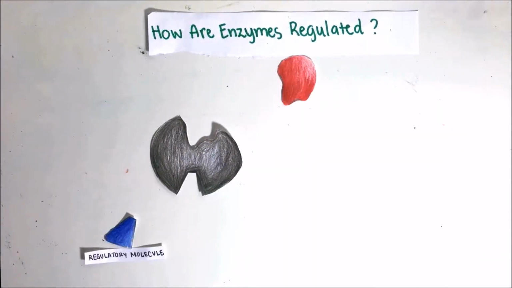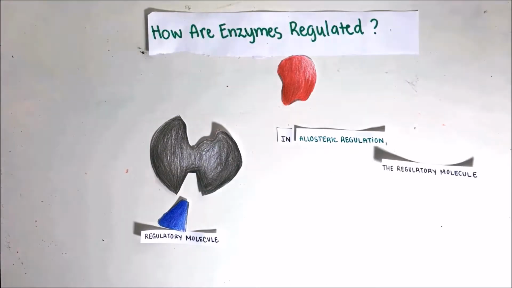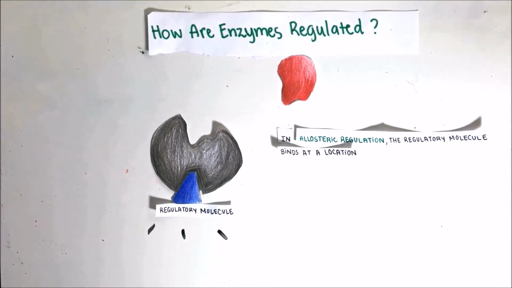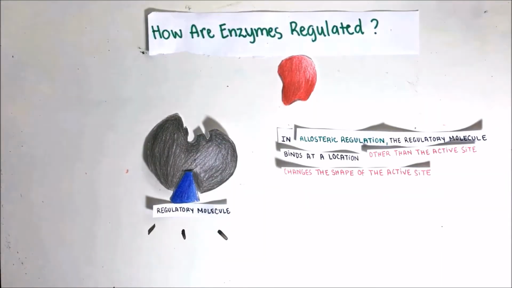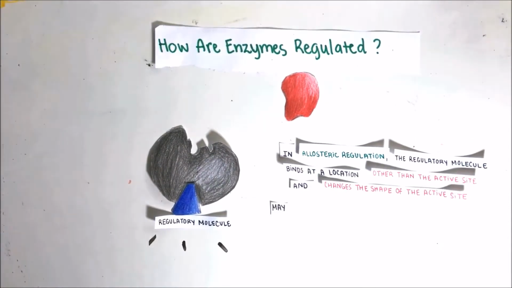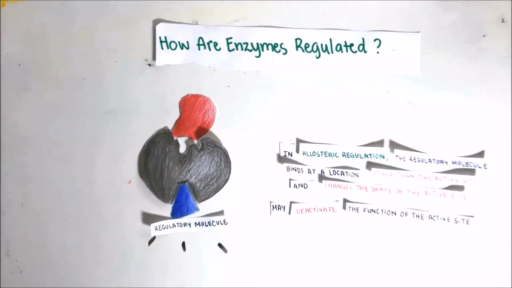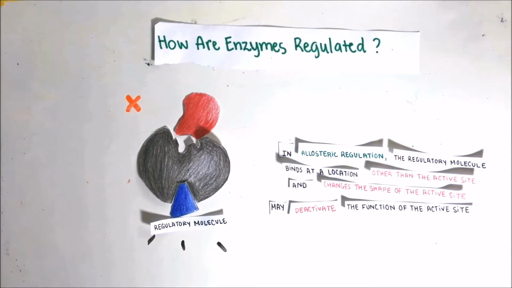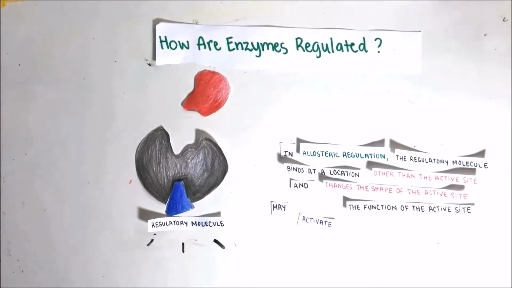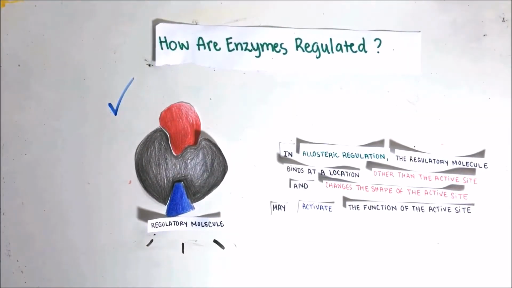In allosteric regulation, the regulatory molecule binds to a location other than the active site and changes the shape of the active site. This may deactivate the enzyme, which is when the change in the active site shape prevents the binding of the substrate, or activate the enzyme, which is when the change in the active site shape allows the binding of the substrates.